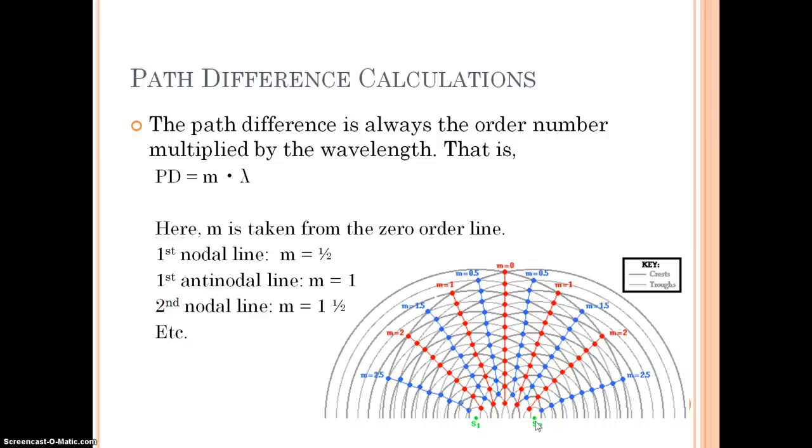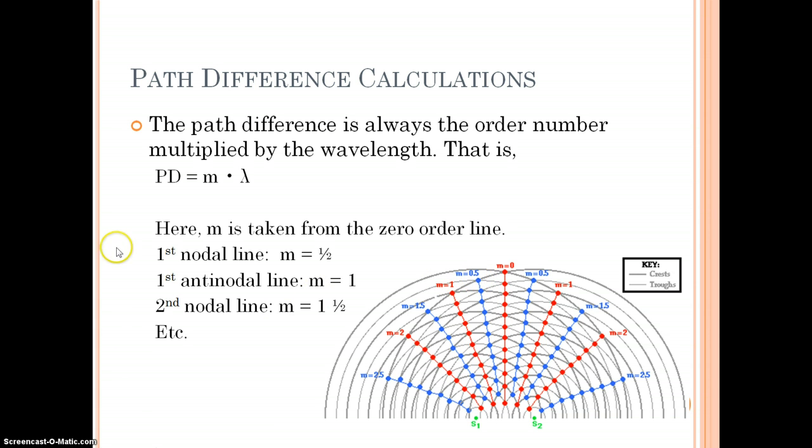So anywhere along the zero order line will have a 0 path difference. And that's true for the other lines as well: if you know the number for the line, for instance the first antinodal line, anywhere along that line you will have a path difference of 1, and for the nodal lines you will have a path difference that turns out to be half numbers. So the first nodal line has a path difference of 0.5. Anywhere along here we'll have a difference of half of a wave if I count from S1 and then from S2.